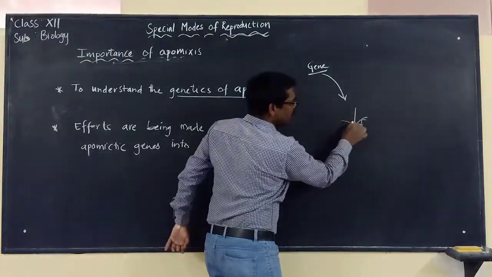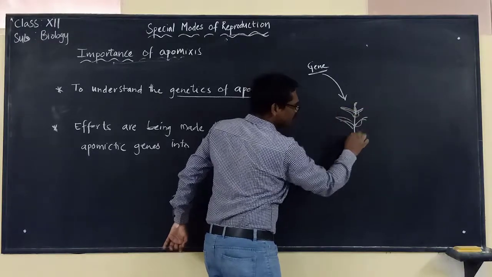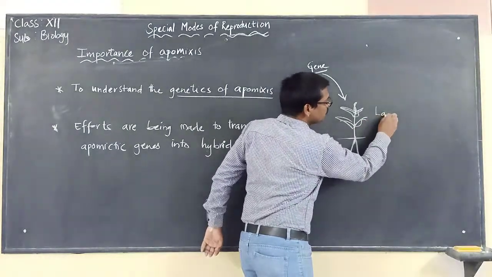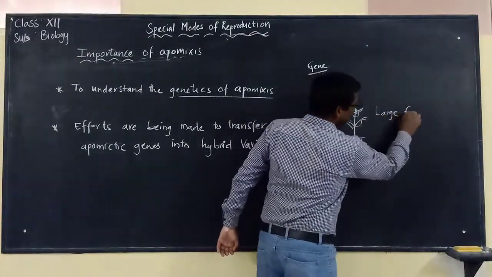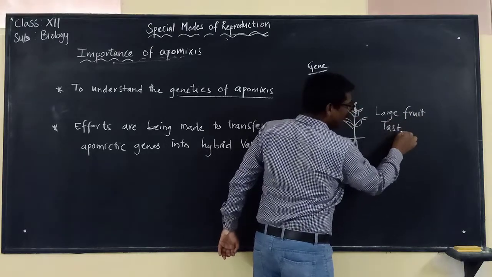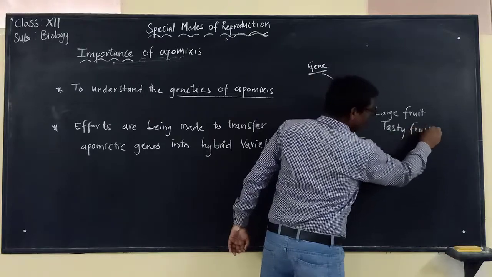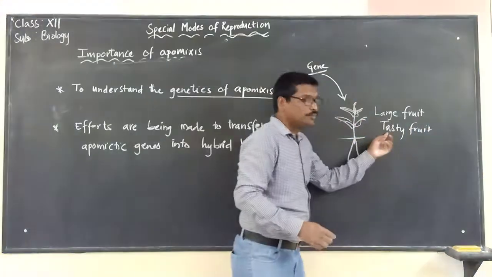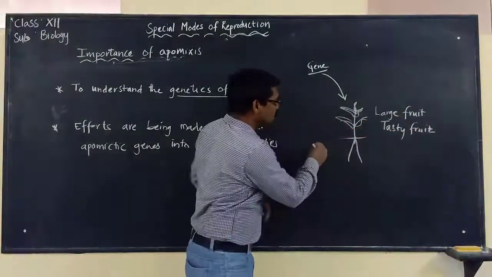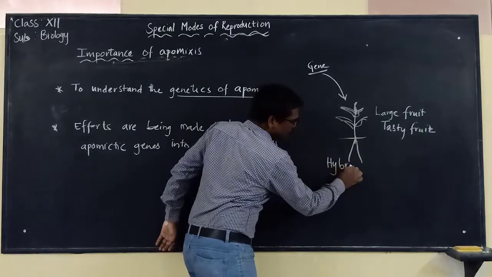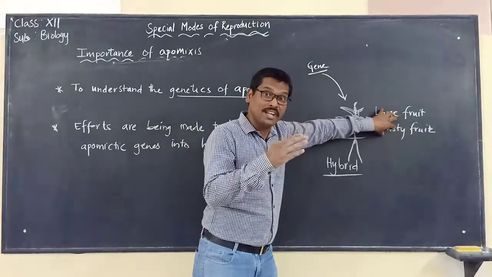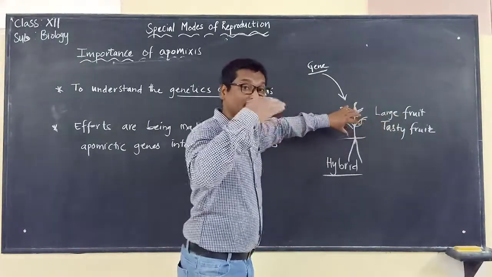So here is a hybrid variety, and this hybrid variety is bearing large fruit which are tasty. The size of the fruit is large and the fruit taste is very sweet. These are the characteristics of this hybrid variety. So what is the aim now? These characteristics should be carried to the next generation also.